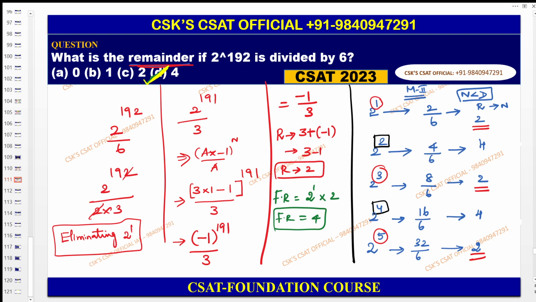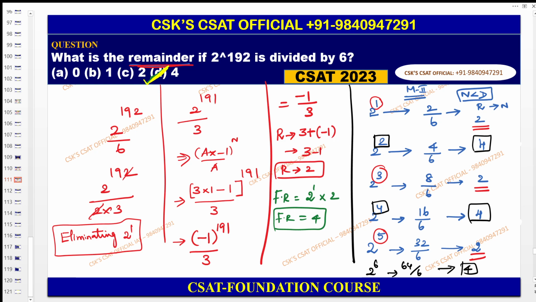Even if you can check the other even also if you want. 2 power 6, 64 by 6. 60 completely vanishes, 4 is the remainder. So therefore, when power is even, when it is divisible by 6, it gives you 4 as the remainder. All the cases.